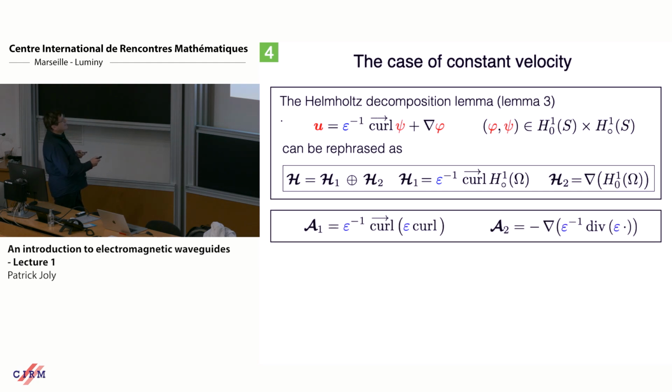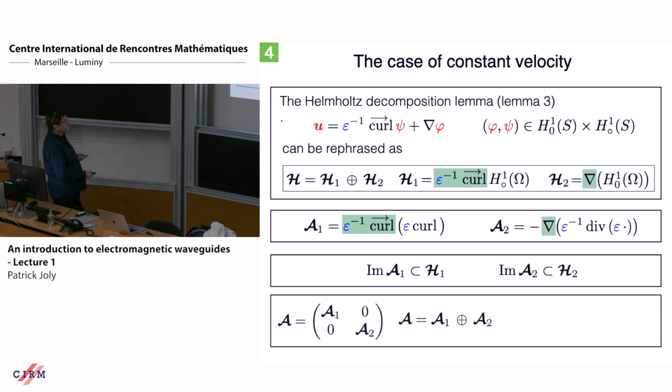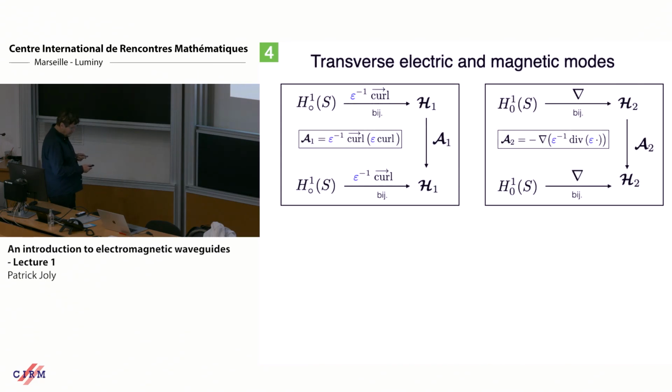And remarking that here you have an epsilon curl for these two operators. The fact that you have an epsilon minus curl here and here proves that, in fact, A1 maps H1 into itself. And it is the same for A2. So in fact, you have an orthogonal decomposition of the operator. It's not only a formal sum, and as a consequence, the spectrum is the sum of two different spectra. So this is a picture that summarizes what I have said.